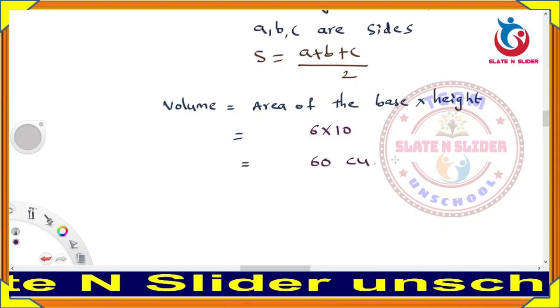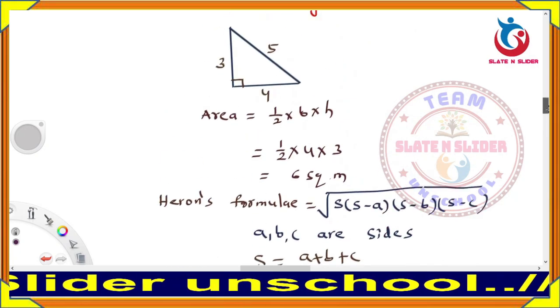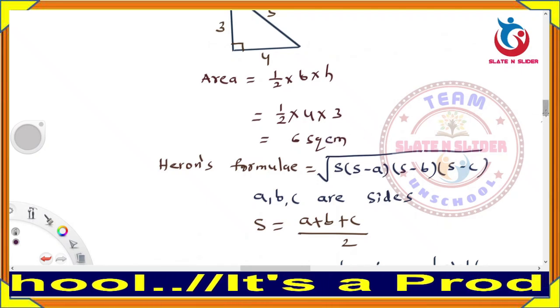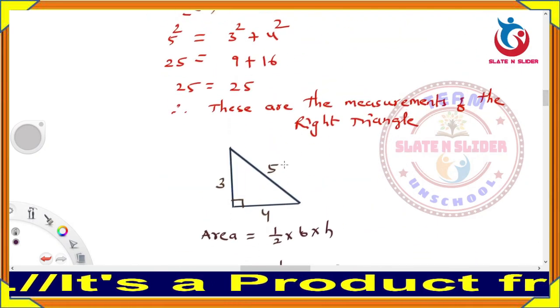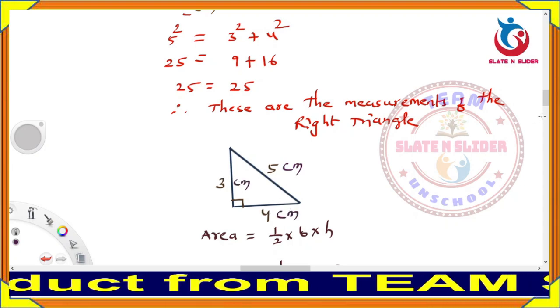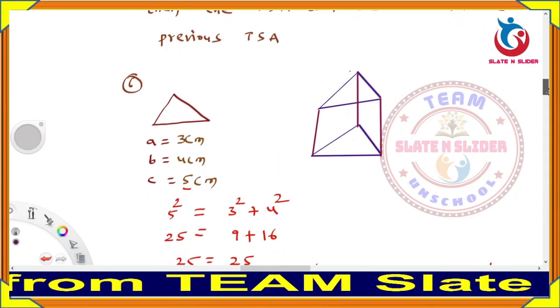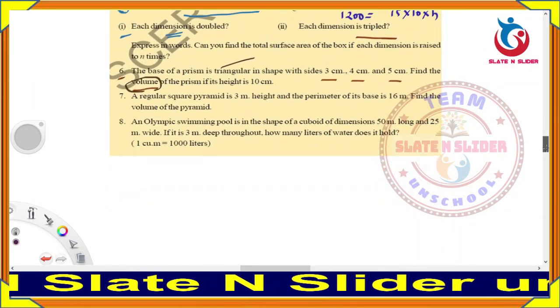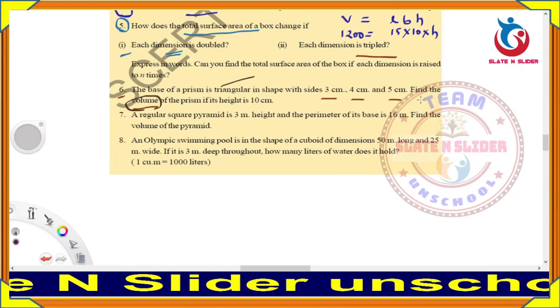So volume, the units are cubic centimeters. Actually here also we have to change. It is not square meters, this is square centimeters, because the measurements are in centimeters. So every time we have to write the units of the measurements. Don't forget that. So like this we have to find out the volume of the triangular prism.